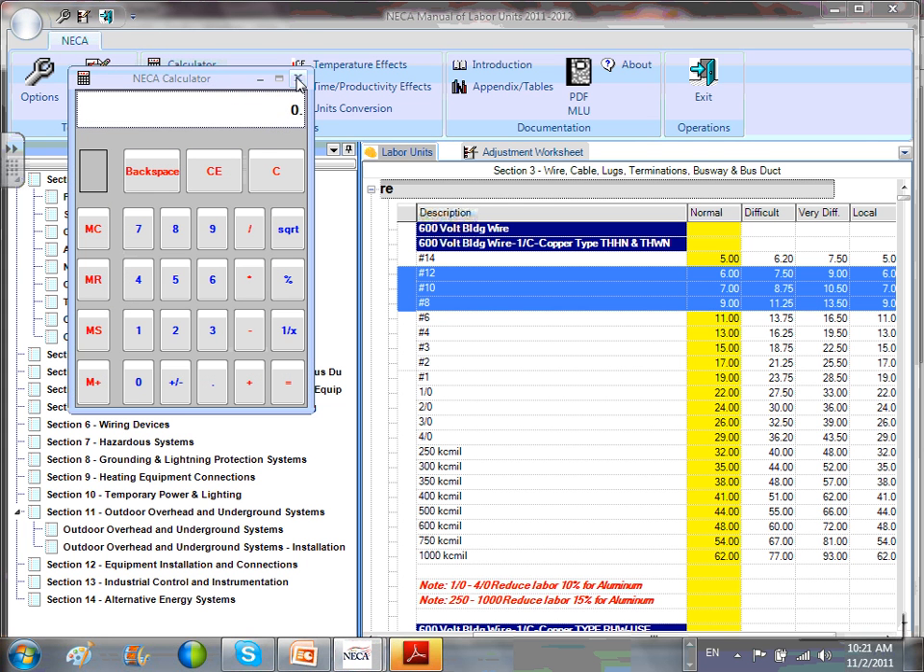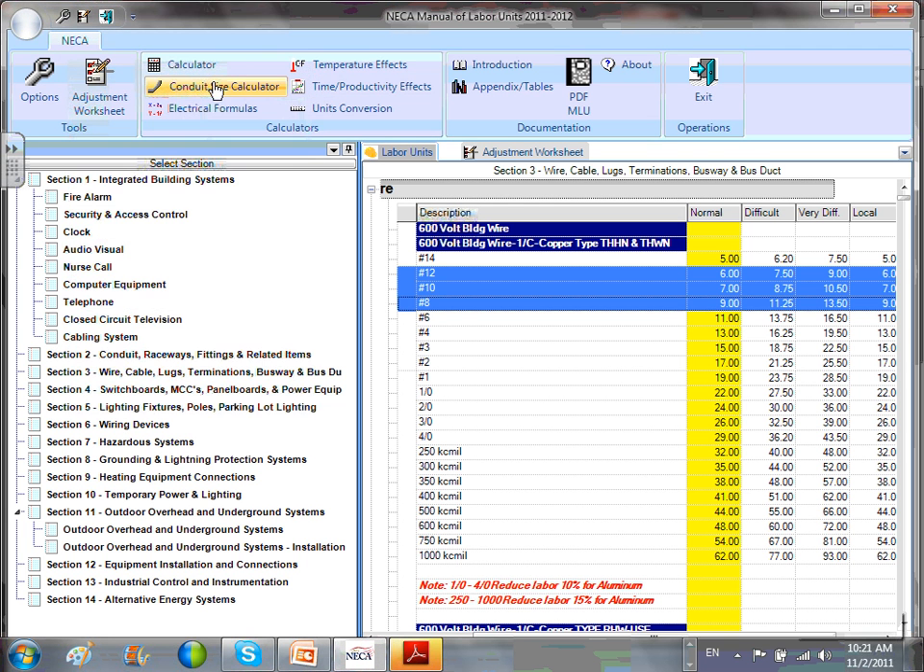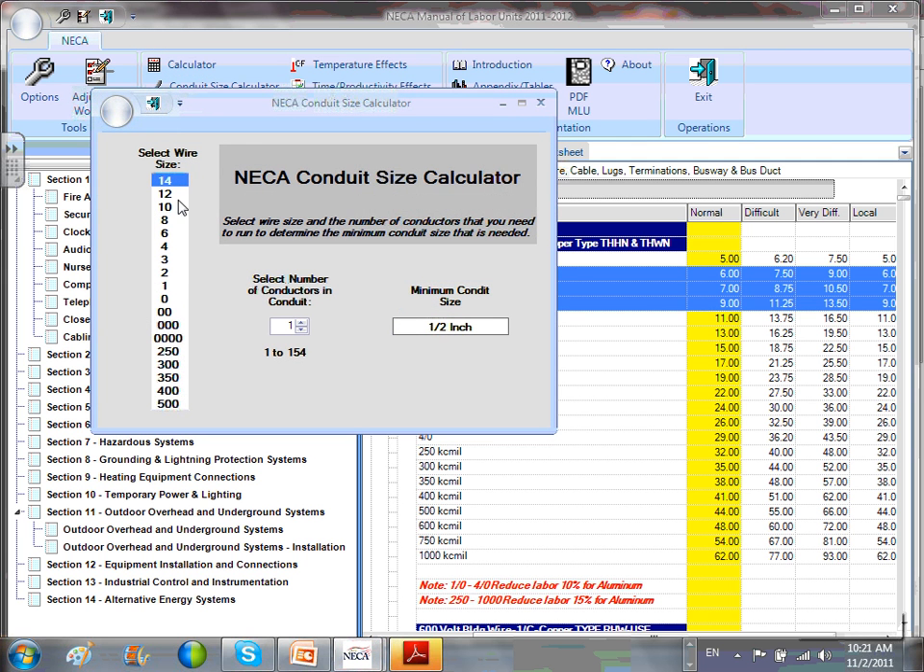You can do calculation. I don't know if you noticed that. If you have it, there's also conduit size. So if I have number 3 conductors, number 4 aught, I have 4 of them, it sizes the conduit directly for you.